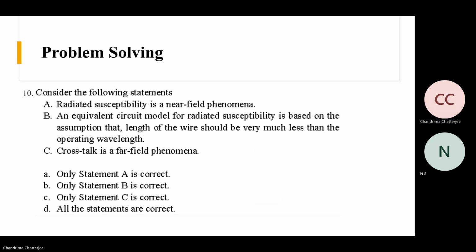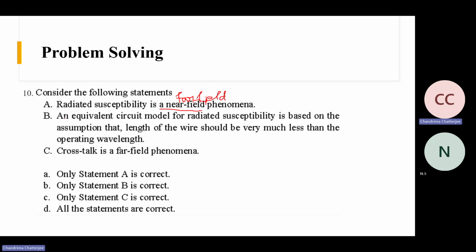Right. So I think this is the last question. Consider the following statements. Radiated susceptibility is a near field phenomena. This is wrong. Radiated susceptibility is not a near field phenomena. It is a far field phenomena. Okay. So we have been discussing this for quite some days, and we always assume that we are considering far field, right? This is a far field phenomenon.